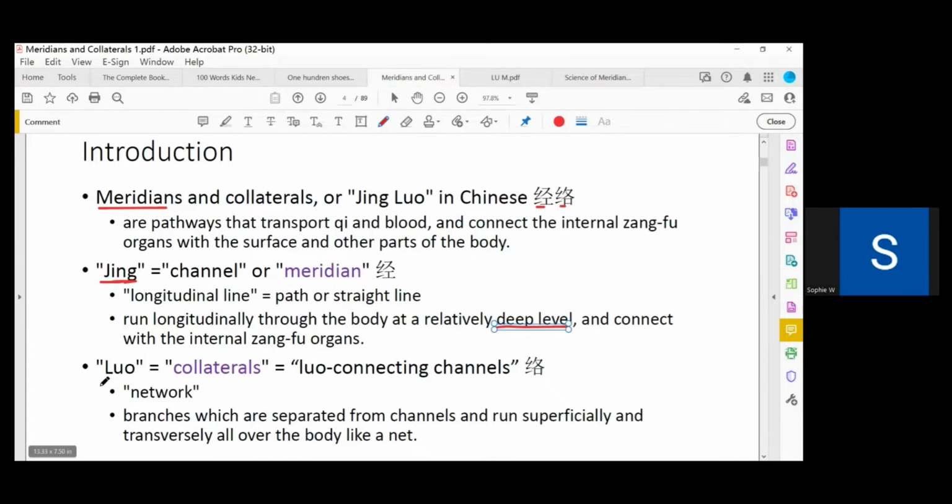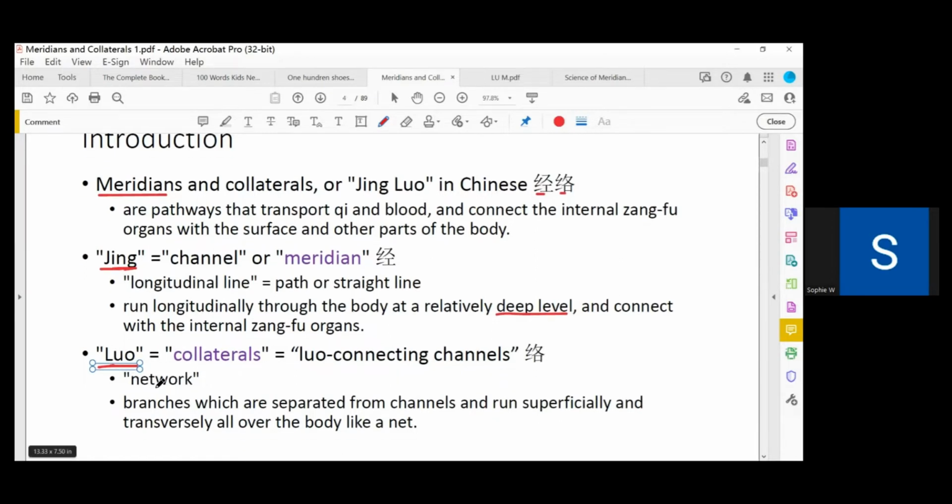On the other hand, luo, or collaterals, sometimes called luo connecting channels, are like a network, like a net. They are the branches which are separated from the channels and run superficially and transversely all over the body like a net.